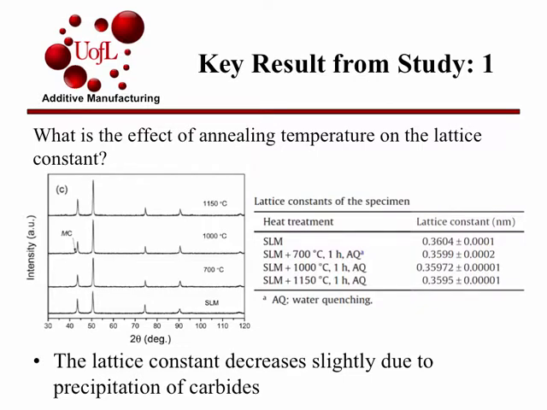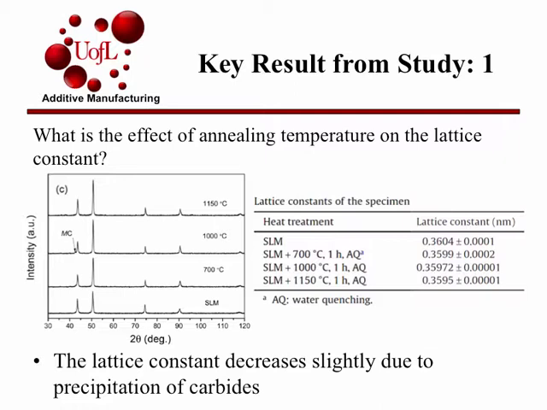The first result from the study is, what is the effect of annealing temperature on the lattice constant? The lattice constant is the physical dimension of the unit cell in the lattice structure. The graph on the left is the X-ray diffraction results of the different annealing temperatures. They annealed the parts at 700, 1000, and 1150 degrees Celsius.